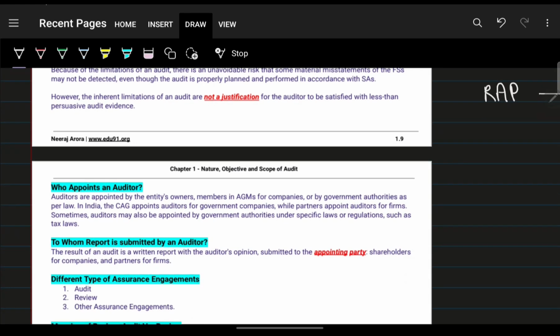Okay, firstly, who appoints the auditor? The auditor is appointed by the entity's owners or members. Okay, in case of governments, it is appointed by the Comptroller and Auditor General.